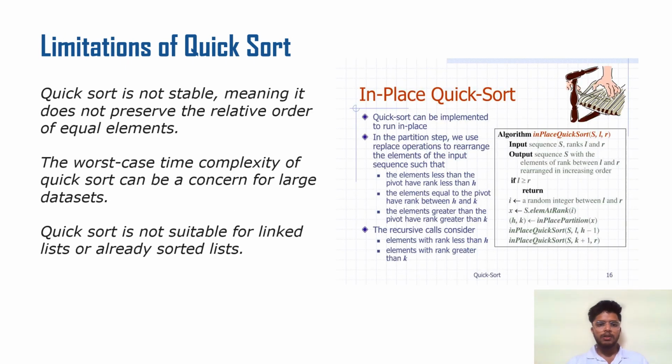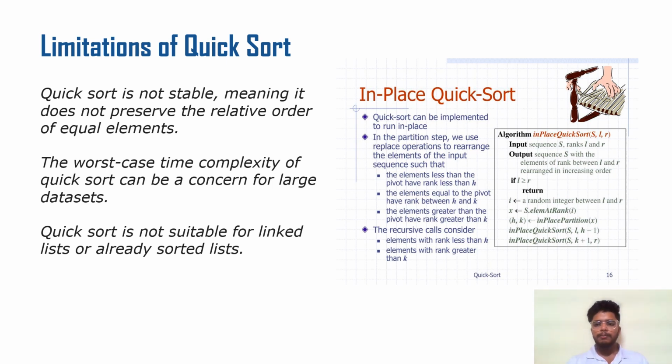Limitations of quicksort. Quicksort is not stable, meaning it does not preserve the relative order of equal elements. The worst case time complexity of quicksort can be a concern for large datasets. Quicksort is not suitable for linked lists or already sorted lists.